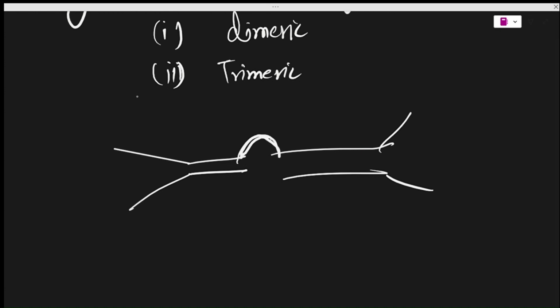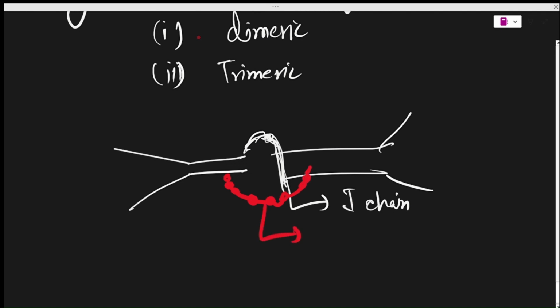Okay, there is also a secretory component. There is a secretory component here. Let me first draw this J chain. This is the J chain and this is the secretory component. Okay.